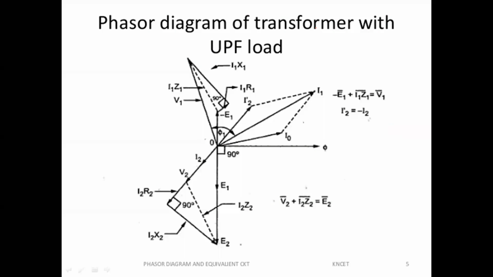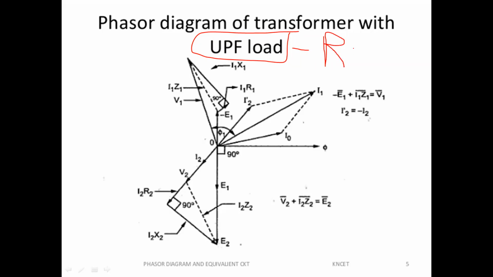So this is a phasor diagram of the transformer with unity power factor load. UPF means unity power factor load. Unity power factor load is because of a pure resistive nature. That means voltage and current are in phase. Voltage and current are in phase.